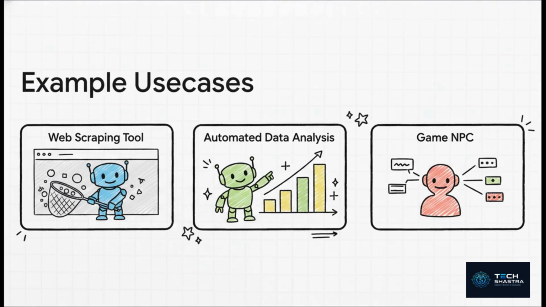Here are 3 awesome starter projects. A personal web scraping tool is perfect for practicing that core agent loop. An automated data analysis agent is great because it shows you can work with data and APIs. And building a simple game NPC is just a really fun way to show off more complex reasoning and decision-making skills.